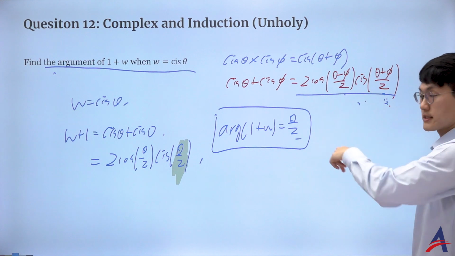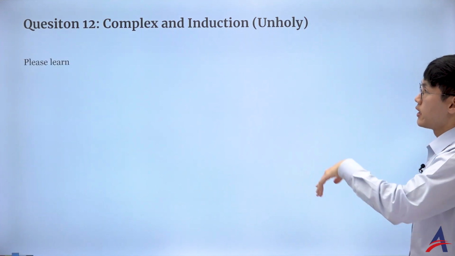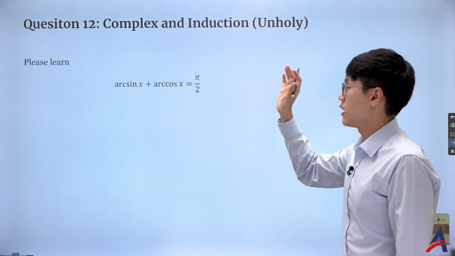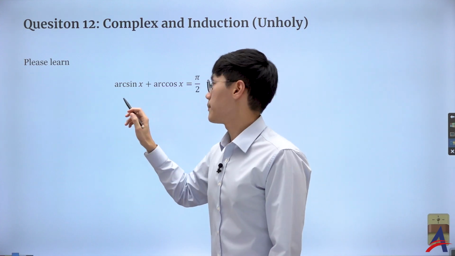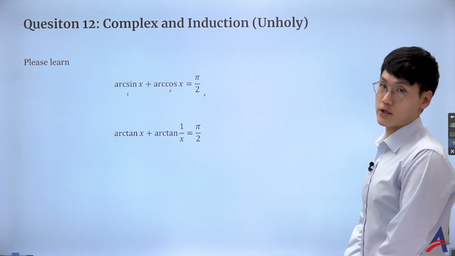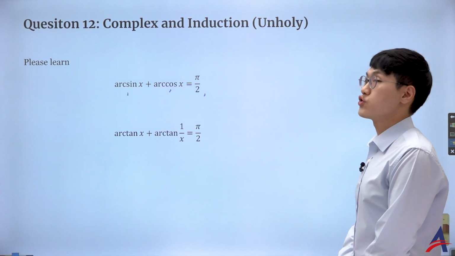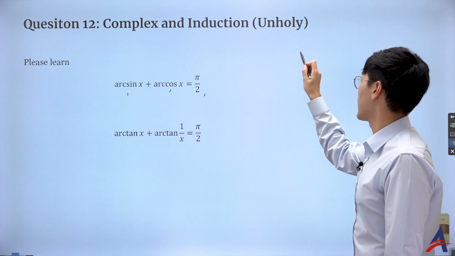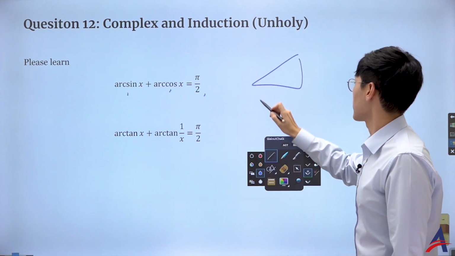I cannot emphasize this further. And also, yes, there are many identities to memorize. The sum of arcsine and arccosine is a complementary angle, pi over 2. So is arctangent x plus arctangent 1 over x. You should know how to prove it as well using the right angle triangle. Just make a rectangle, my friend.